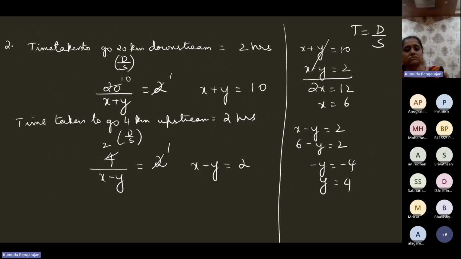Here is only one thing. It's not two things put together. Time taken to go 20 kilometers downstream is 2 hours. Only one thing is happening. So time is distance by speed. Distance is 20. Speed downstream is x plus y is equal to 2.